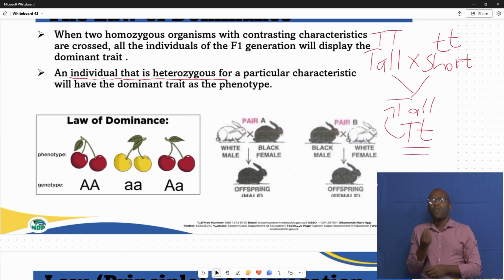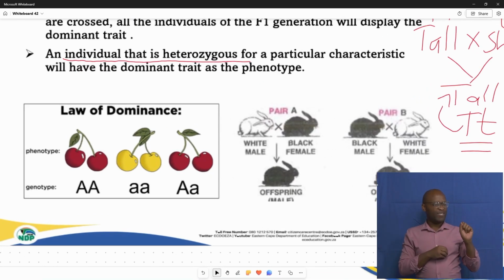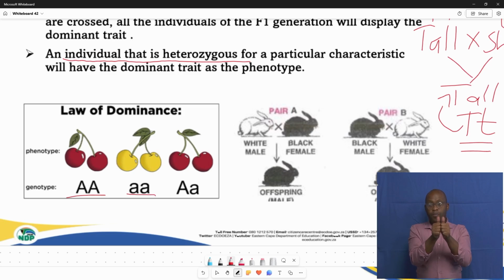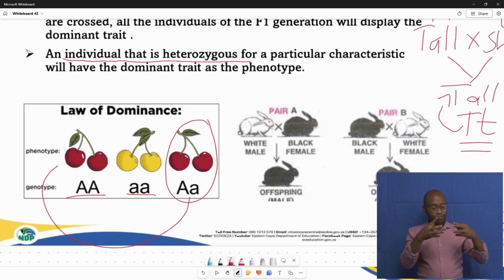Now, if we look at these diagrams that we have here as an example, let's first look at the one here on the left. In the diagram on the left, we have two different phenotypes. We have cherries here, this fruit. The first one, we can see, is homozygous dominant and it is red. The second one is homozygous recessive and it is yellow. But now the offspring is displaying the phenotype of the parent that had the dominant alleles.